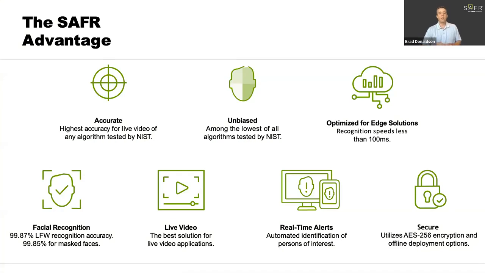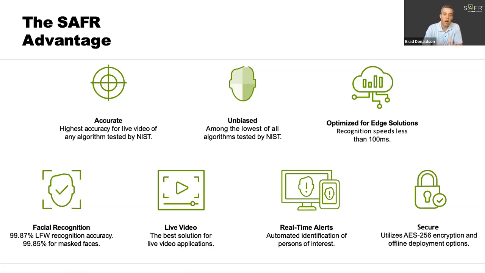So let's talk a little bit about some of the advantages that SAFR has in general with our algorithms. SAFR has developed our own unique set of algorithms around facial recognition. And this is 5 years in the making. We don't license our algorithms from anybody. It's all homegrown in-house. And because of that, we can do things, and we do things that are unique and different than what the competitors do.